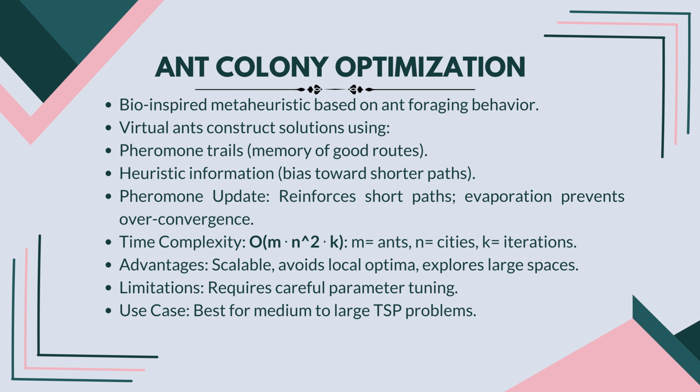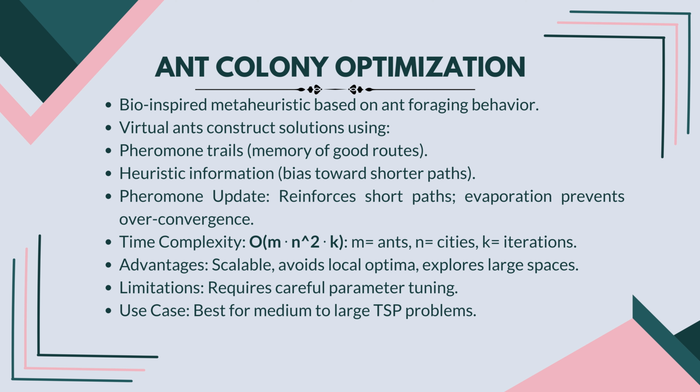The second is the heuristic information. This measures how desirable a path is based on the distance between cities. Shorter paths are more likely to be chosen. The probability of an ant choosing a specific city depends on a formula that balances these two factors. After all ants complete their tour, the pheromone levels are updated. Shorter routes receive a higher pheromone reinforcement, while all paths experience pheromone evaporation to prevent premature convergence to a suboptimal solution.